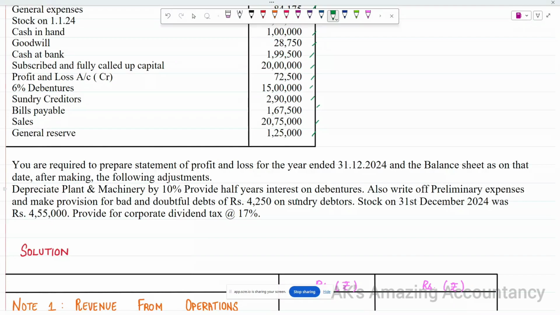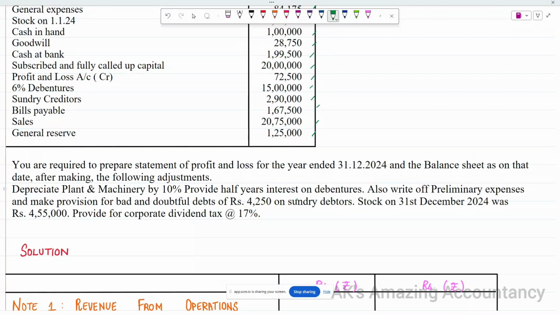But before we proceed with the solution, as I always tell you, in this particular chapter you can work out the answers correctly only if you are thorough with the format of the statement of profit and loss and the balance sheet. So before you watch the answer, I suggest you watch my videos Final Accounts Part 1 and Part 2, in which I have very clearly explained the format of the statement of profit and loss and the format of the balance sheet. Let me proceed with the solution now.